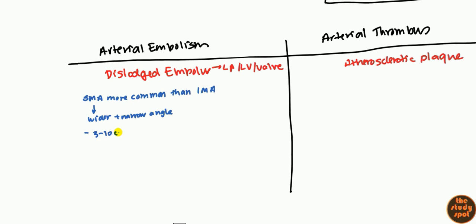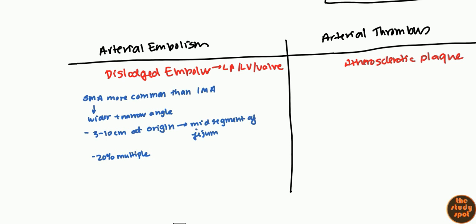And usually it's 3 to 10 centimeters from the origin of the superior mesenteric artery, and the part of the bowel that's affected is generally the mid segment of the jejunum. So that's generally where you get the most of the necrosis. And in 20% of cases, you might have multiple emboli, so keep in mind that there might be other parts of the bowel affected.